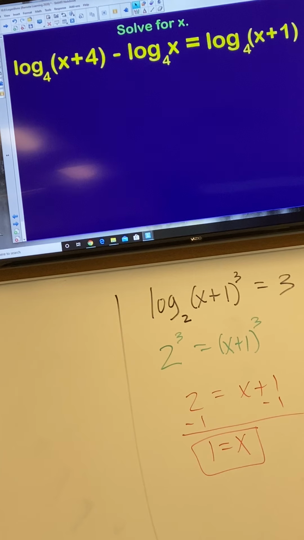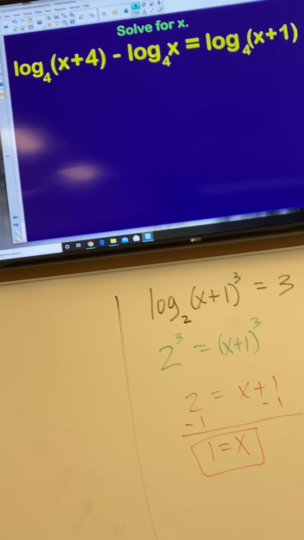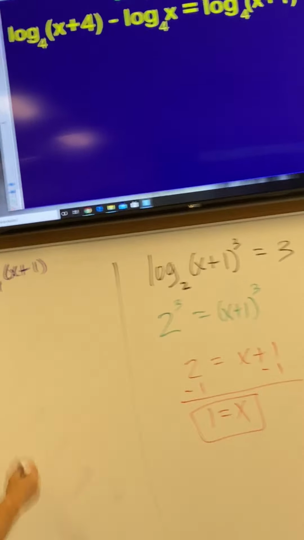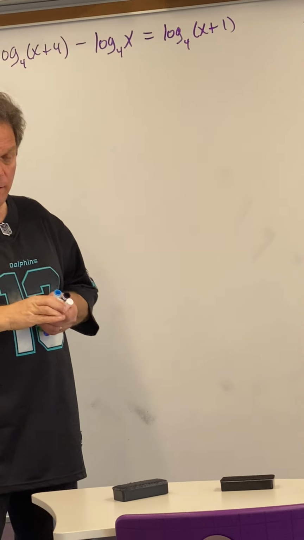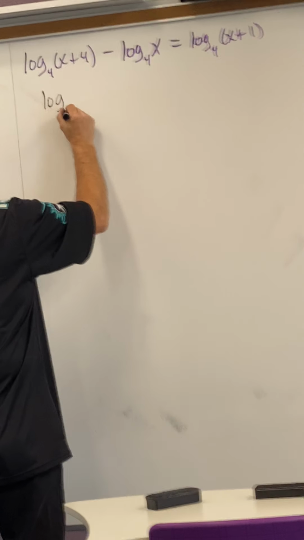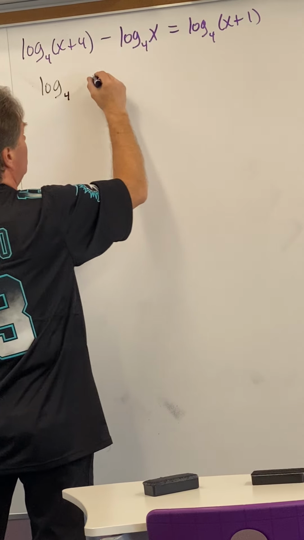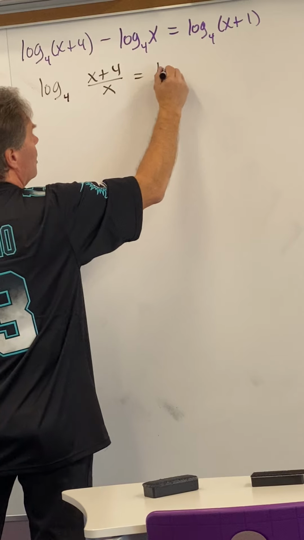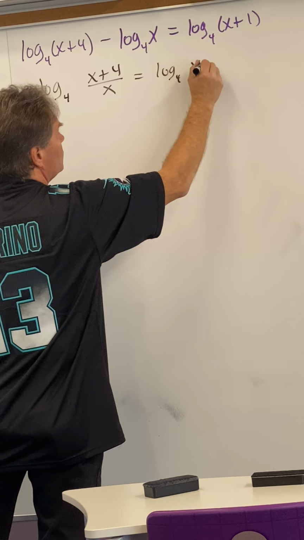Here we go. Log base 4 of x plus 4 minus log base 4 of x equals log base 4 of x plus 1. Okay, clearly, we're going to have to squeeze some together here. So I'm going to do that. We're going to get log base 4 of this guy divided by this guy. So log base 4 of x plus 4 over x equals log base 4 of x plus 1.